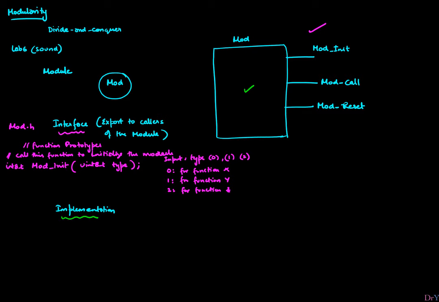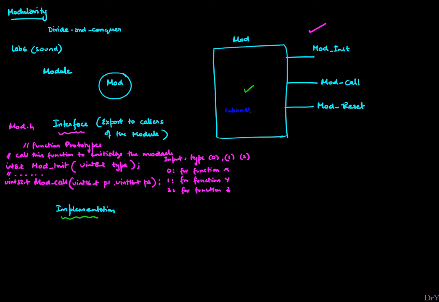Similarly, there'll be another one here. I'm just going to make this mod call, and maybe mod call takes two inputs, a uint16_t parameter one input and a uint16_t parameter two input. There'll be some descriptive statement on it. Maybe it returns a uint32_t, and there'll be some descriptive statement about it. So the world only sees this, but the implementation will have the actual code associated with it. Now, modules ideally will also have some internal routines.